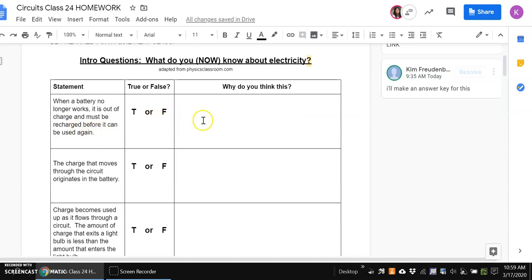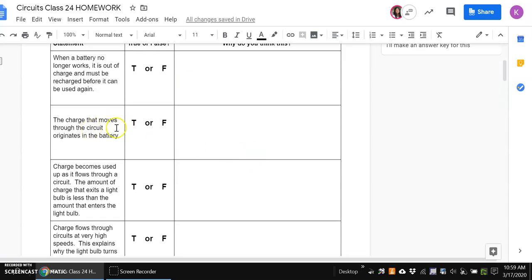All right. Remember, the charge exists everywhere in the circuit already, and the battery's job is just to pump the charge, not to create it. The charge already exists. Okay. The charge that moves through the circuit originates in the battery, right? Again, false. Same thing. The charge already exists in all of the objects. It's just the electrons in the atoms that make up everything. That is not created anywhere. It just is. The battery supplies the pumping action, does not supply the charges.